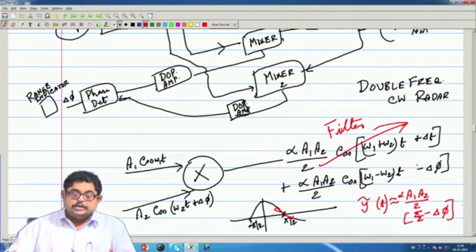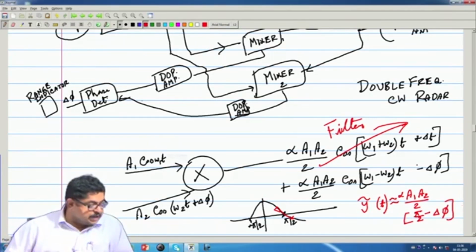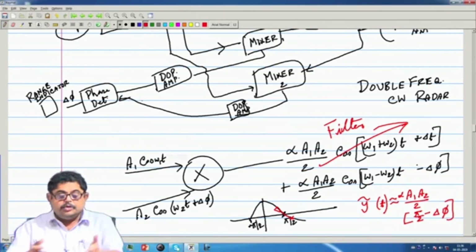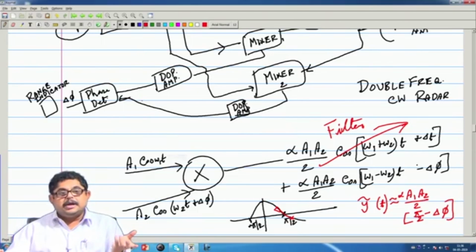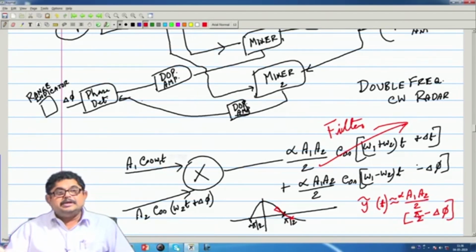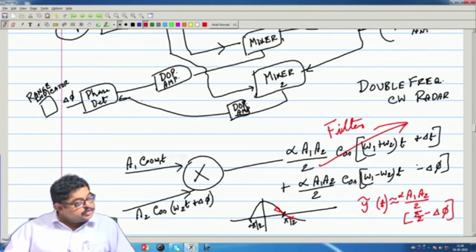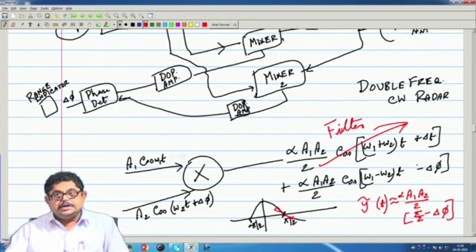So, this circuit is simple. This is the phase detector circuit. Just for your refreshing, I have given you this. This is a simple circuit, you can make it, and that makes a very simple CW radar. So, with this we are finishing CW radar.